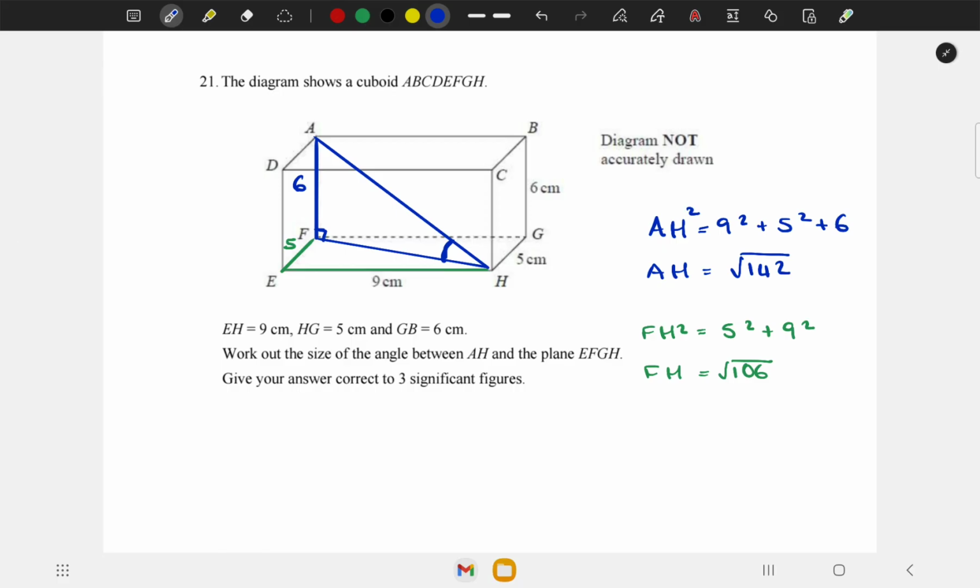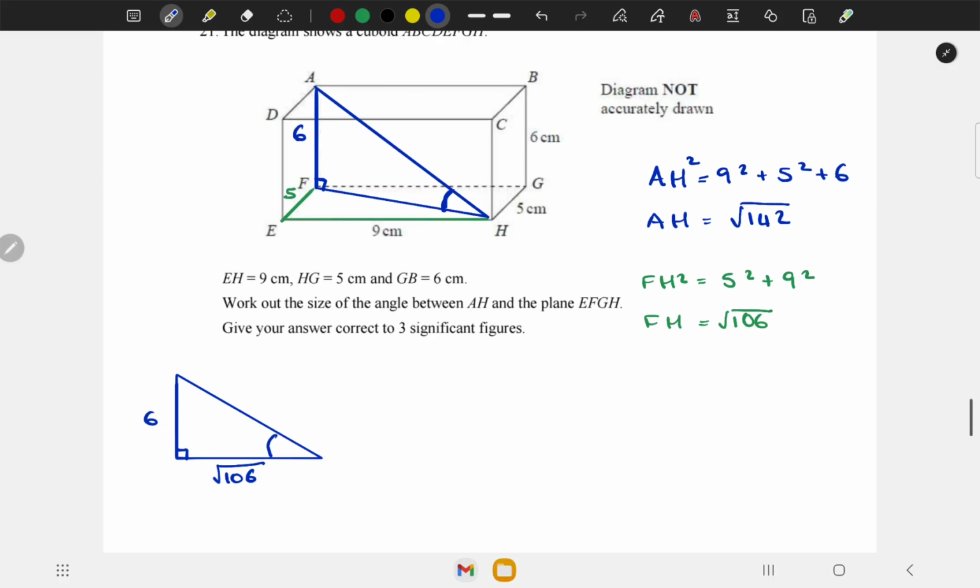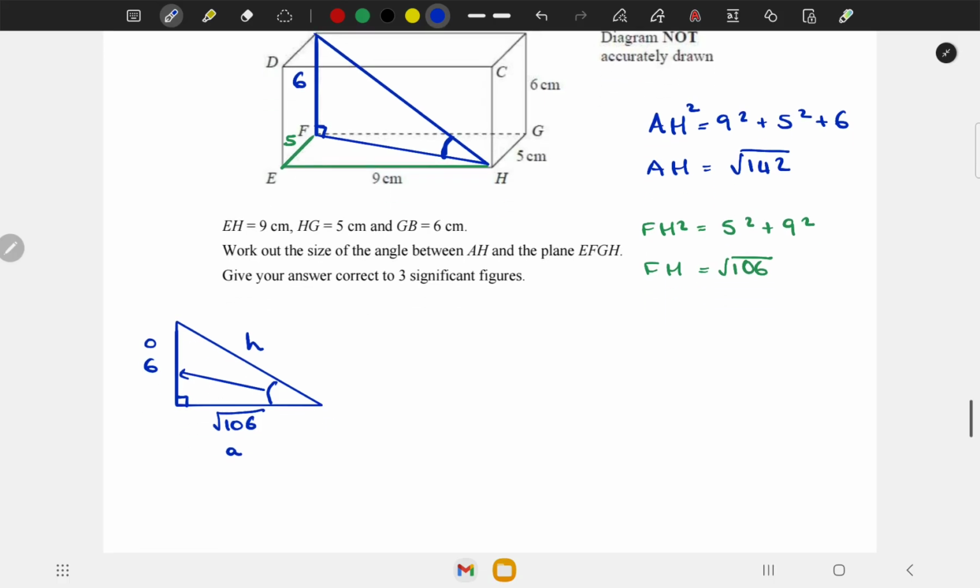All right. So I'm just going to redraw my triangle over here. We had the 6 that was given, and let's assume I'm working with the square root of 106. The question wanted me to look for this particular angle here. It's a right angle triangle, so I can use SOHCAHTOA, which means I need to start by labeling my sides. This here is my opposite, and this here is my hypotenuse. This here is my adjacent. I have my adjacent and I have my opposite. We're not going to bother with the hypotenuse unless obviously you were using the square root of 142.